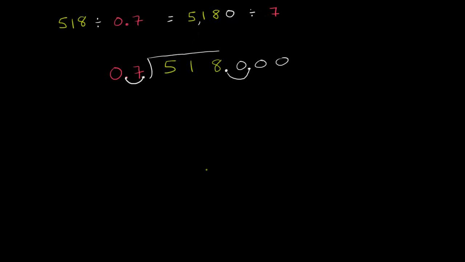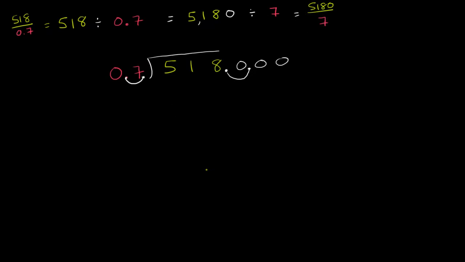One other way of thinking about this, if you wanted to write this as a fraction, this is the same thing as 518 over 0.7. You multiply both the numerator and the denominator by 10, and you will get 5,180 over 7.